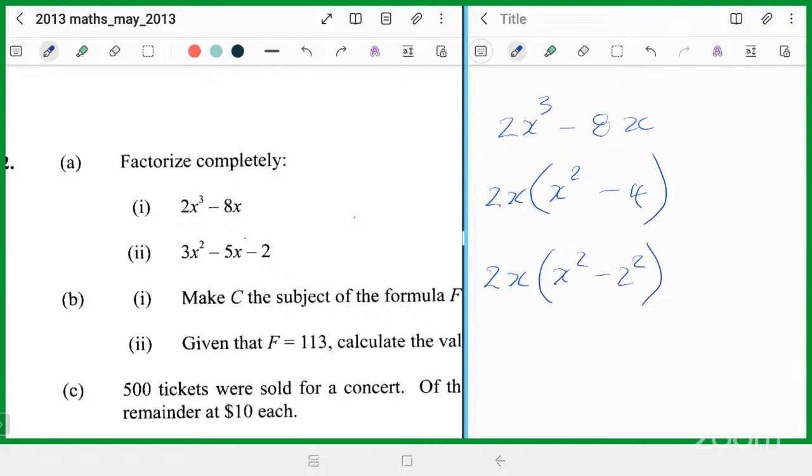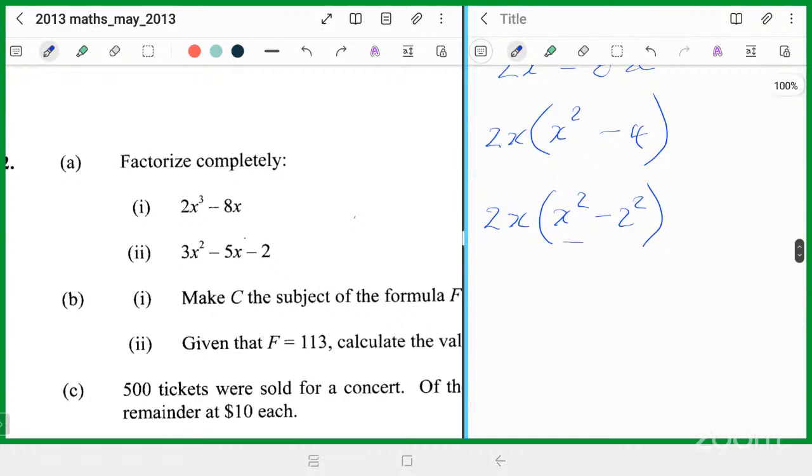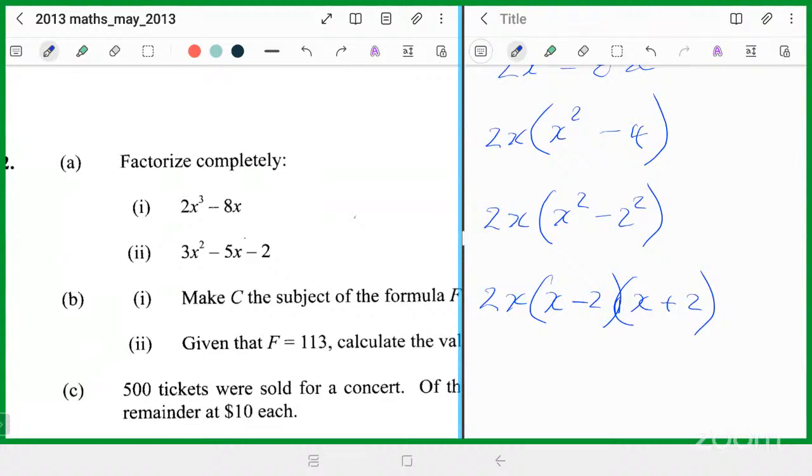Then the rule for the difference of 2 squares inside here will become the difference of the 2 values times the sum of the 2 values. It becomes 2x, which is the first factor. Then the factors of this now can be written like this: x minus 2, x plus 2. And so I factorized that expression completely.